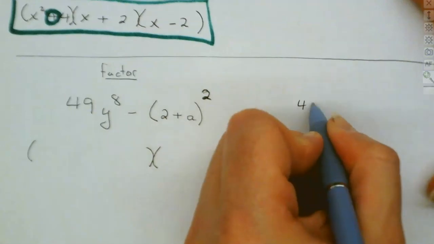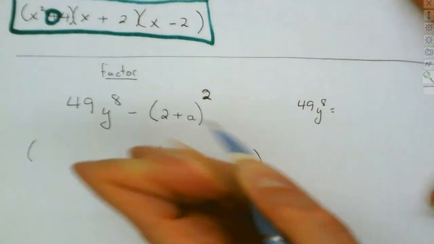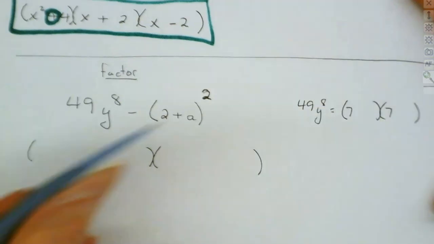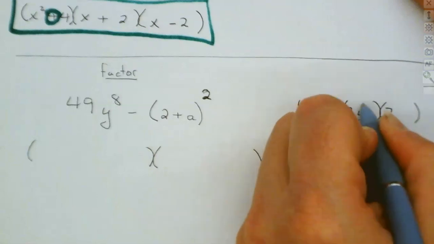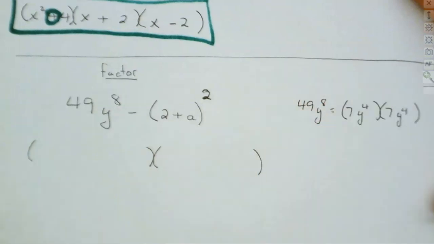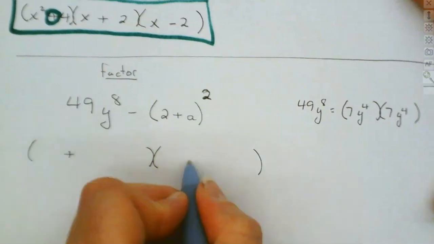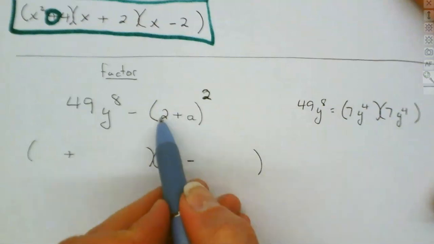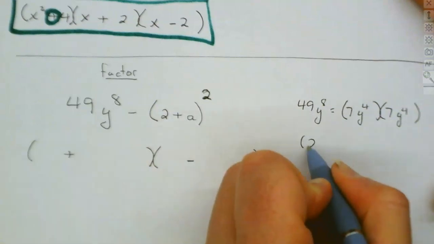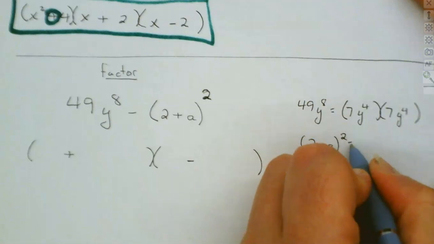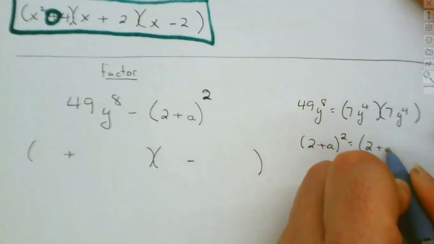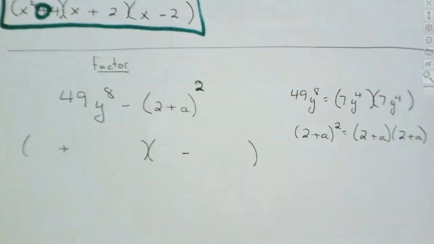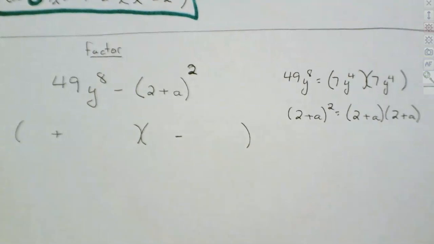Well, the first piece is 49 y to the 8th. And we know that 49 is a perfect square of 7 and 7, and y to the 8th is y to the 4th and y to the 4th. We have a plus and we have a minus. And what about the 2 plus a quantity squared? Well, 2 plus a quantity squared is the same as 2 plus a and 2 plus a, right?